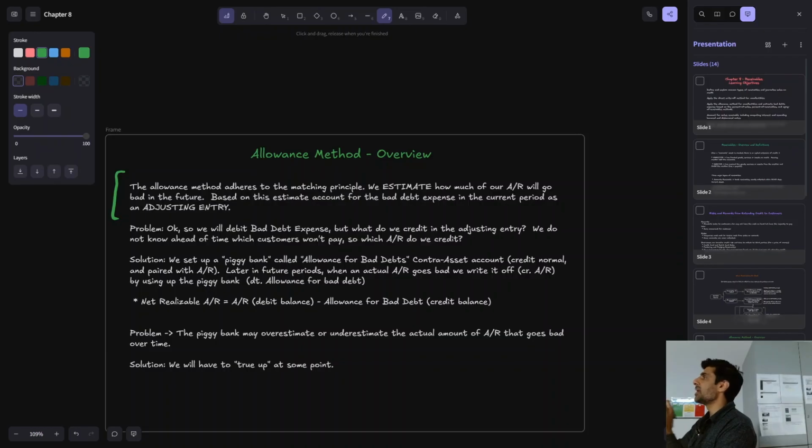Okay, because we can't say, like in the last example where we knew that guy Dan King is not paying us, but when we are at the end of the year, we have a bunch of accounts receivable with a bunch of different customers. We don't know ahead of time who's going to not pay us. Okay, so essentially what we're going to do is set up a little piggy bank account, and then as actual customers stop paying us, we kind of draw down that piggy bank. Okay, so that's kind of what we're going to be implementing.